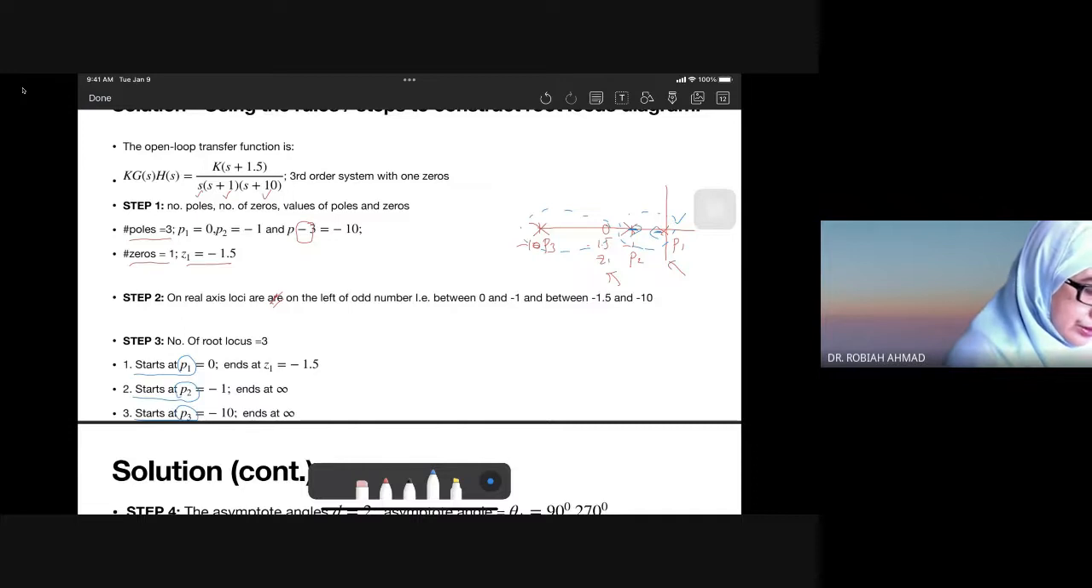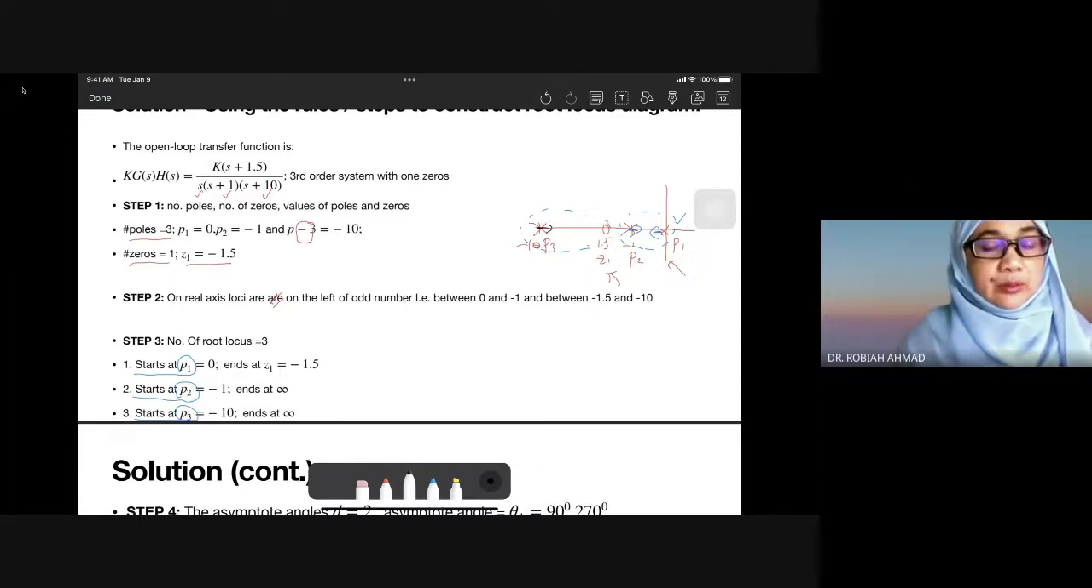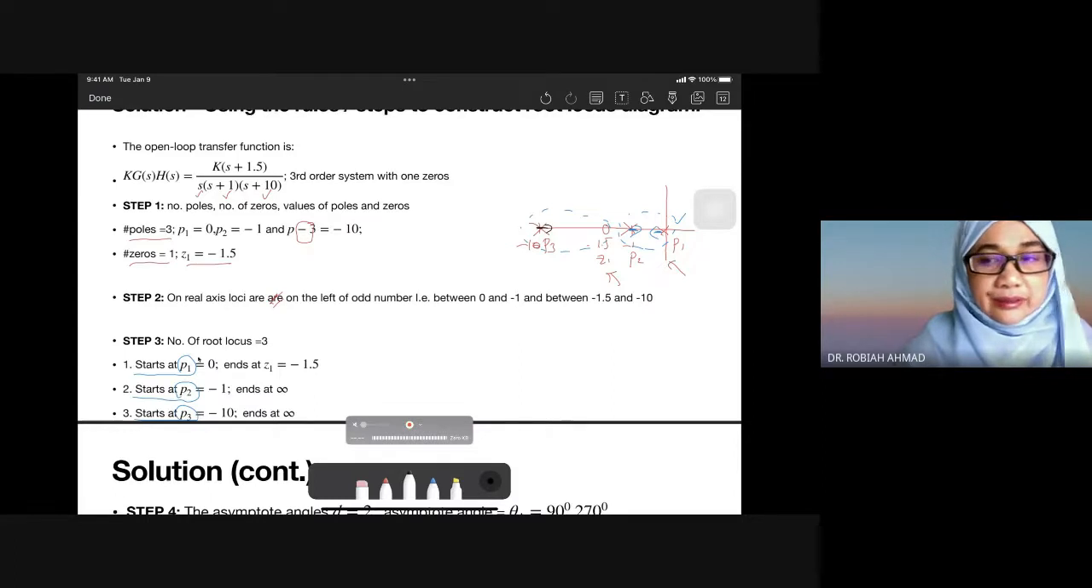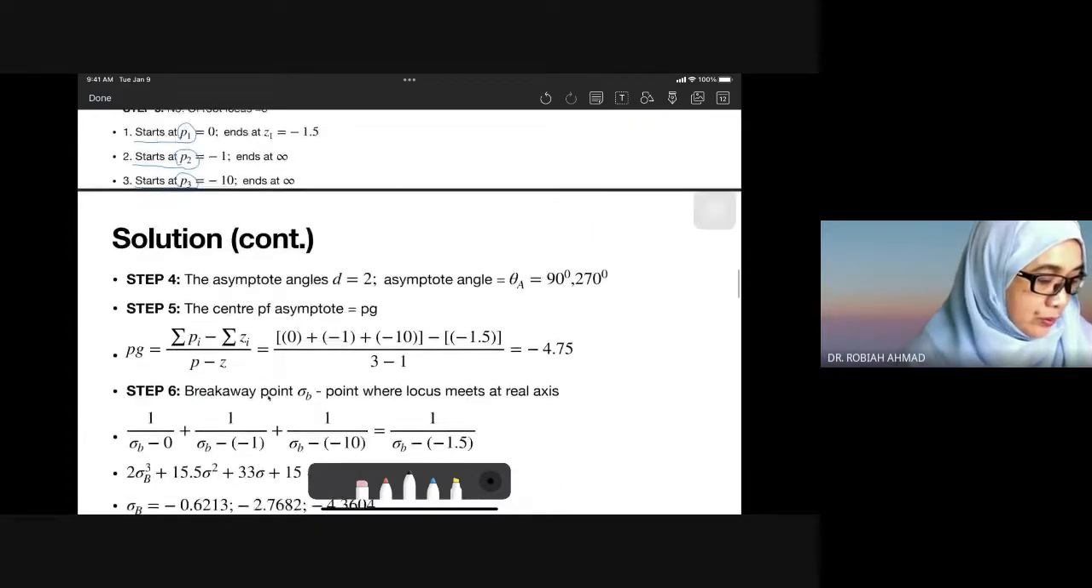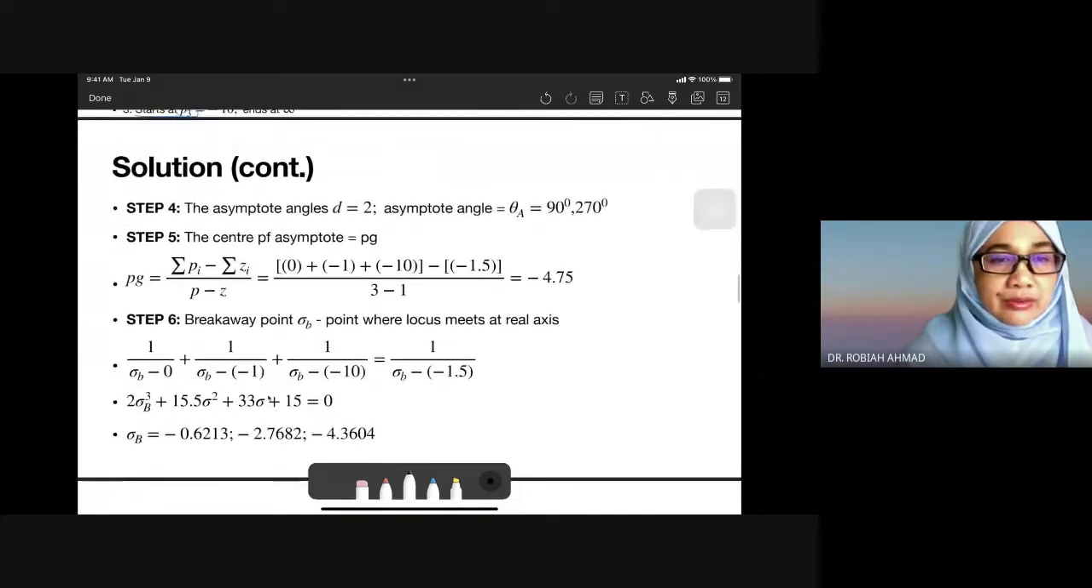Okay, and then we have the P3. Yeah? Okay, so P1 ends at Z. So one of the poles will end at the zeros, and the remaining two will end at infinity. Okay, so we proceed with step number 4.